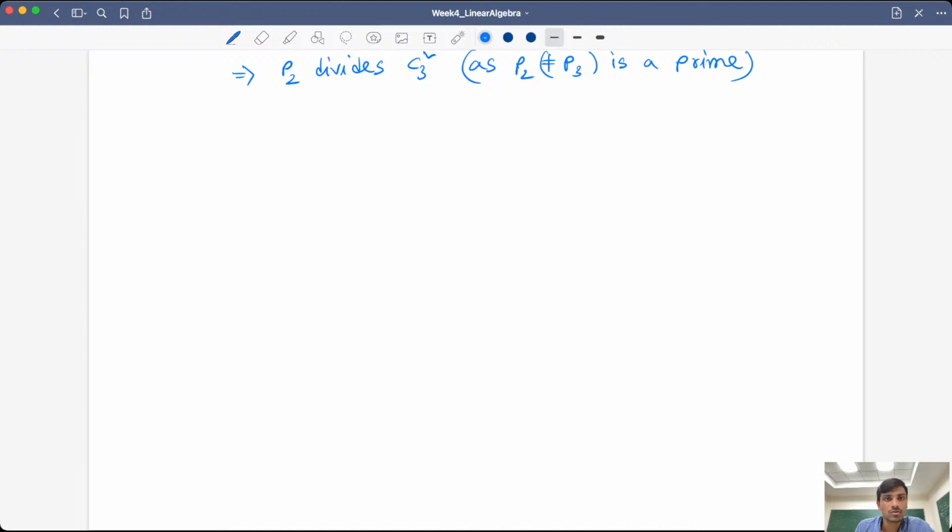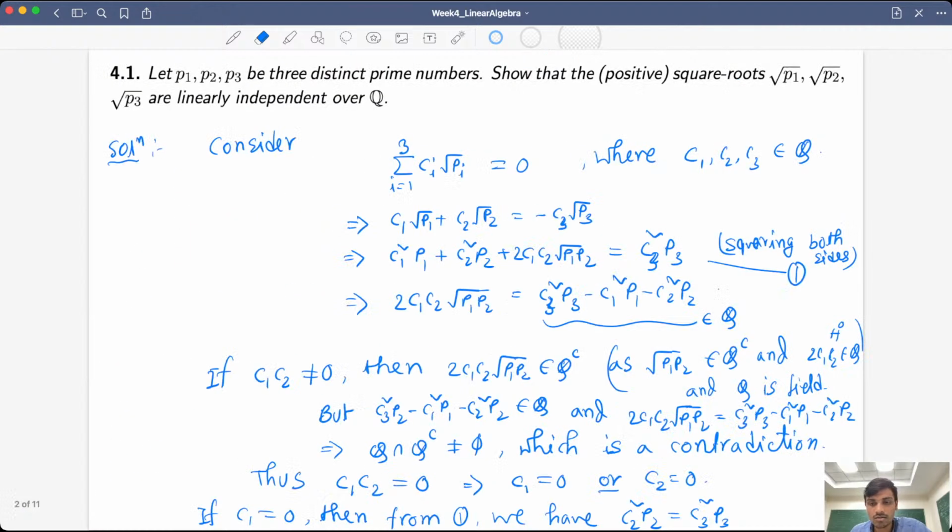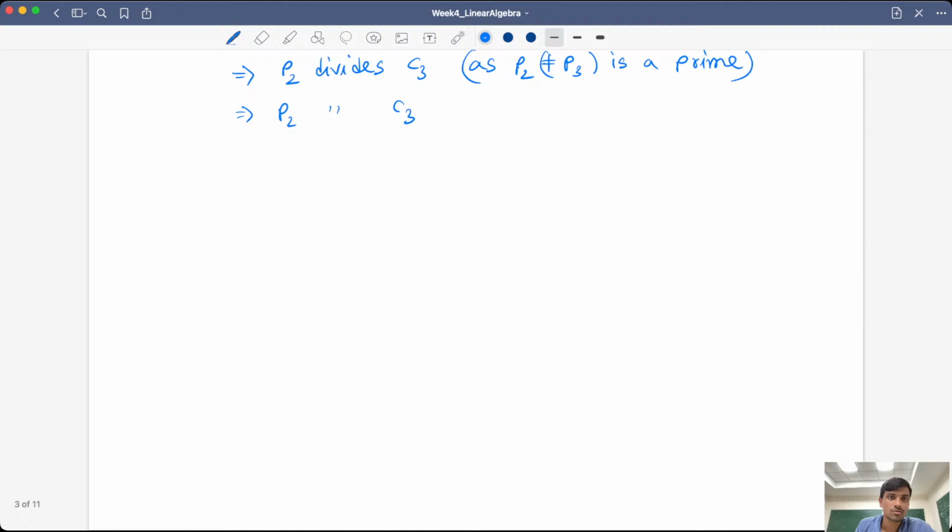Right, so this implies P2 divides C3, or I can directly write it like this: it belongs to C3. So if it divides C3, then I get that on one hand, so let's say this is equal to some K, okay, both are equal.